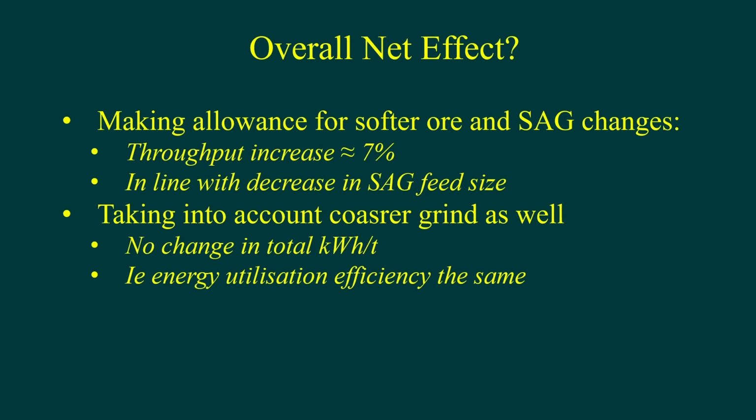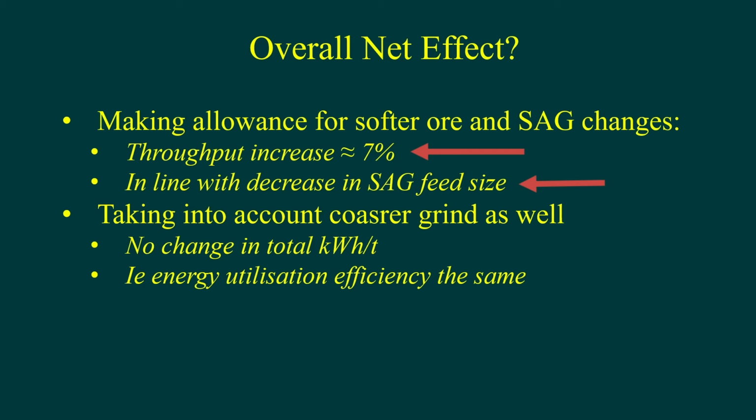Now, the authors were well aware of this and they discuss it at length in their paper, and they make some estimates of allowances for the softer ore and also the coarser grind. And when you make those allowances so that you can look at just what the finer feed effectively gave us in terms of a throughput increase, it looks like it gave something like a 7% increase in throughput, which is almost exactly in line with what we would expect from that change in SAG mill feed.